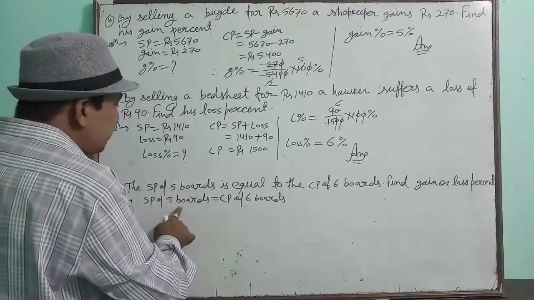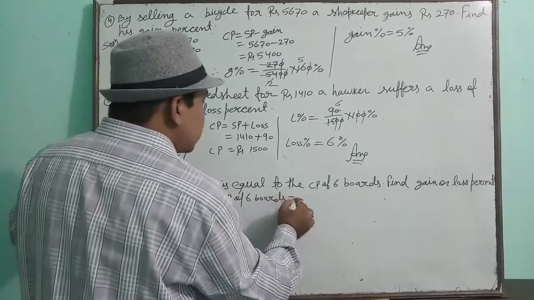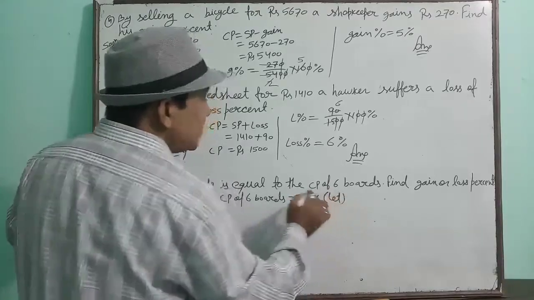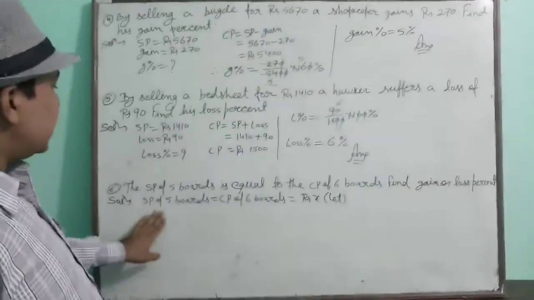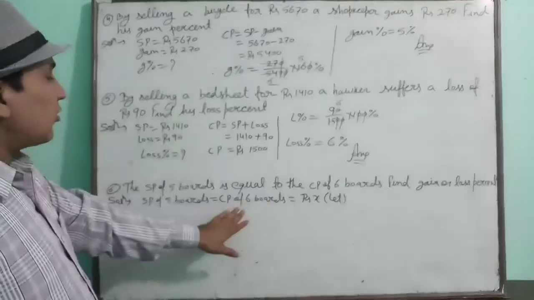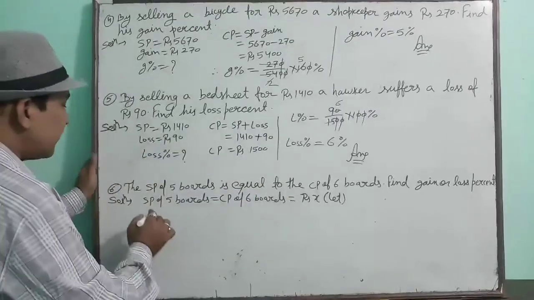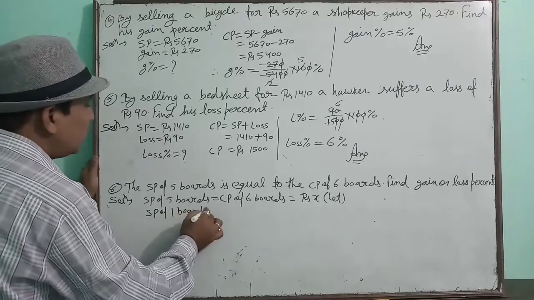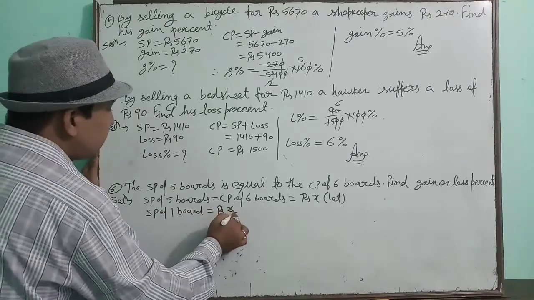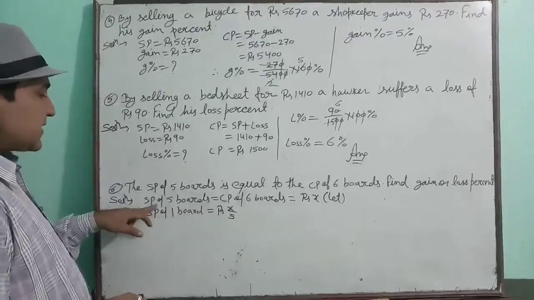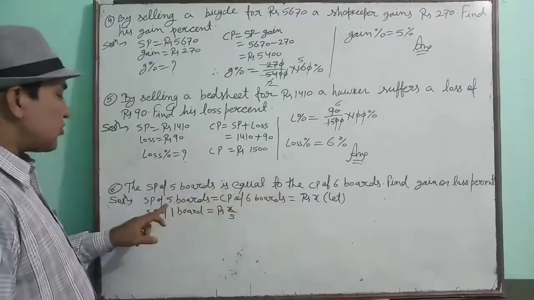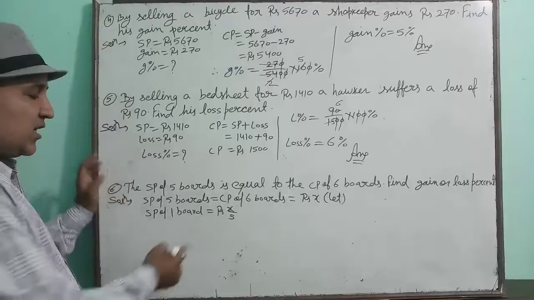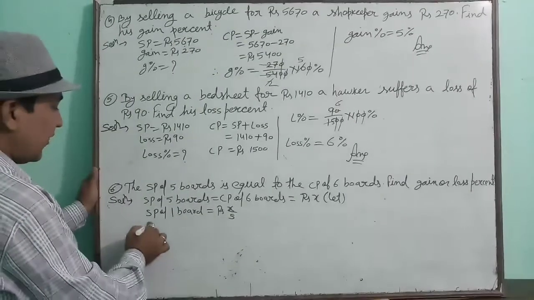Suppose that selling price of 5 boards is equal to cost price of 6 boards is equal to rupees X. This we are supposing. Okay, selling price of 5 boards is also X rupees, cost price of 6 boards is also X rupees. From here we can see that selling price of 1 board will be equal to rupees X by 5, because selling price of 5 boards is X rupees, so selling price of 1 will be less than X, that is why X is divided by 5. So X by 5 rupees is the selling price of 1.